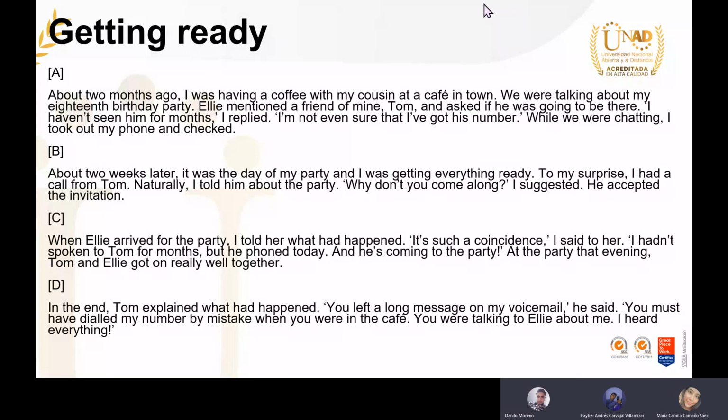About 2 months ago, I was having a coffee with my cousin at a cafe in town. We were talking about my 18th birthday party. Ellie mentioned a friend of mine, Tom, and asked if he was going to be there. I haven't seen him for months. I replied, I am not even sure that I've got his number. Well, while we were chatting, I took out my phone and checked it.